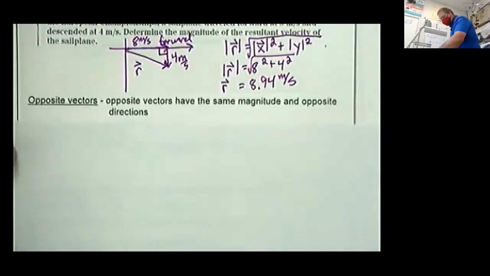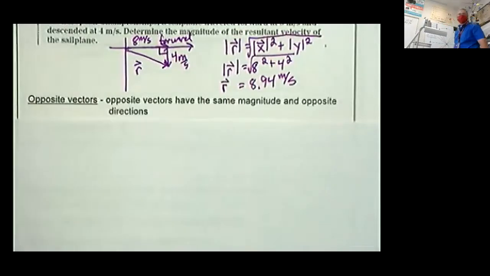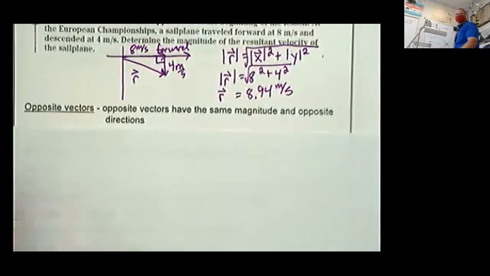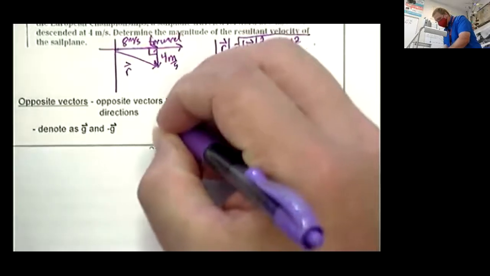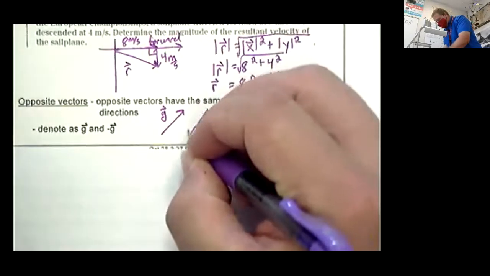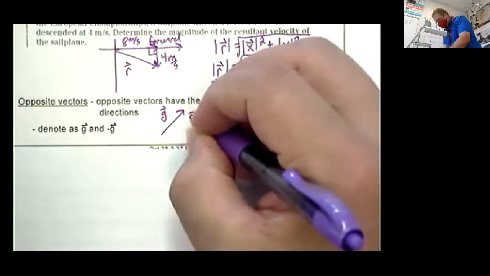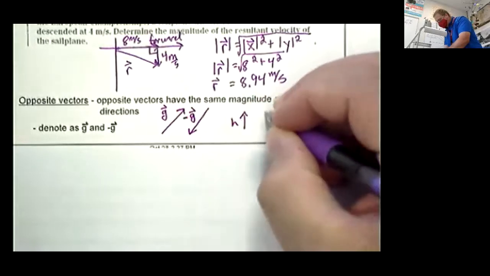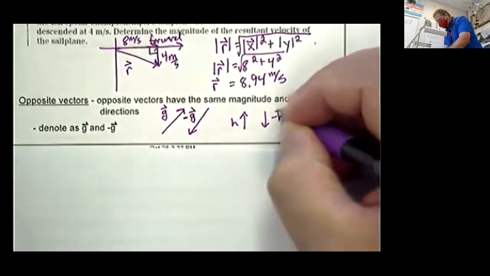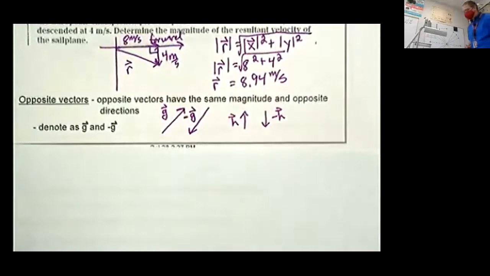We can also then define opposite vectors. Just like opposite numbers have different signs, opposite vectors are two vectors that have the same magnitude but are going in opposite directions. For example, if this is vector g, the negative vector g has to be going the other direction. Here's vector h. Negative vector h has to be going in the opposite direction, and vice versa.